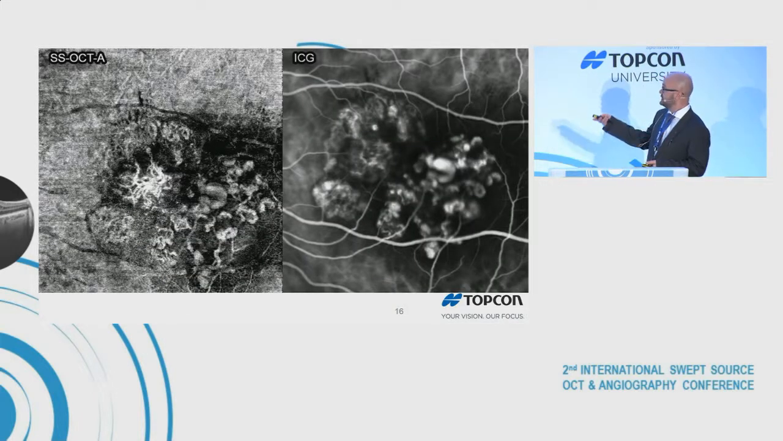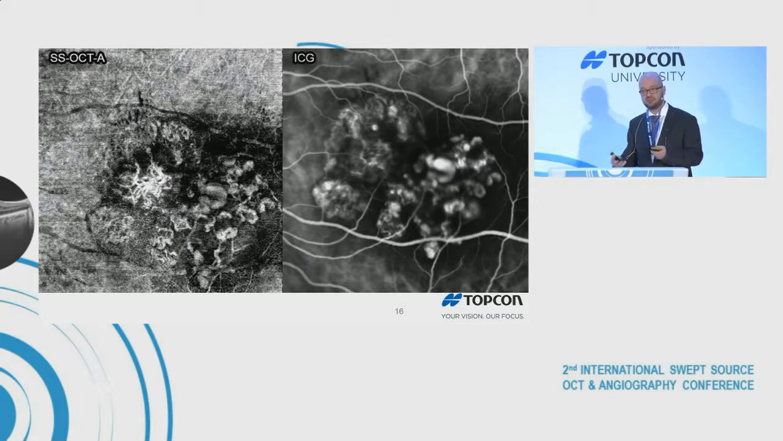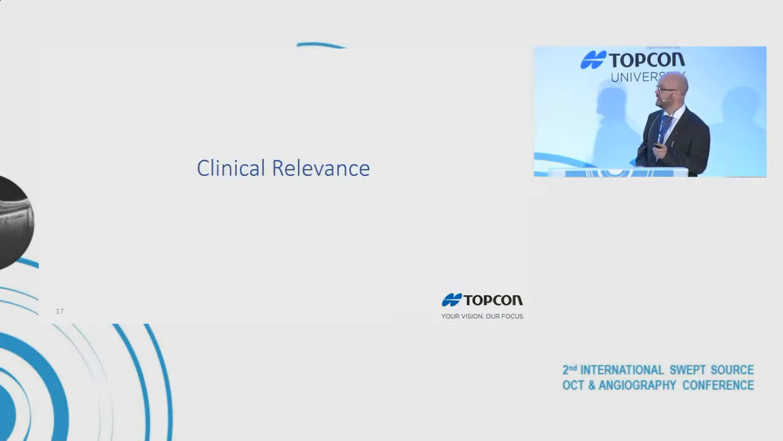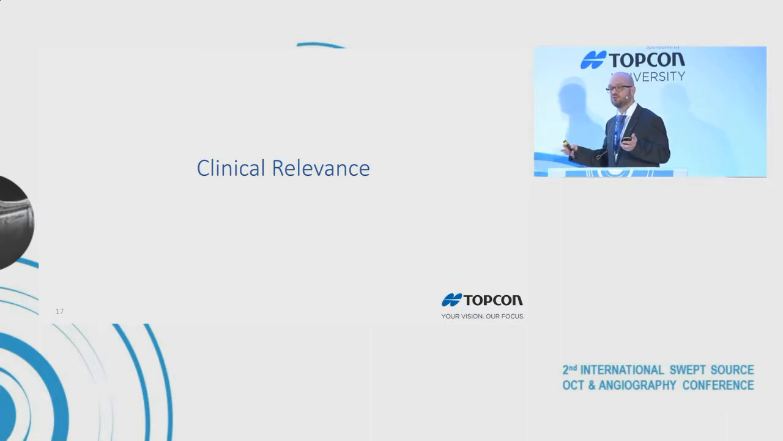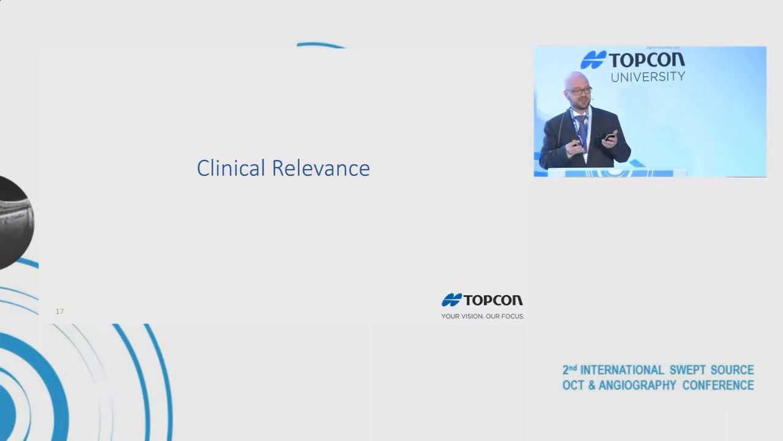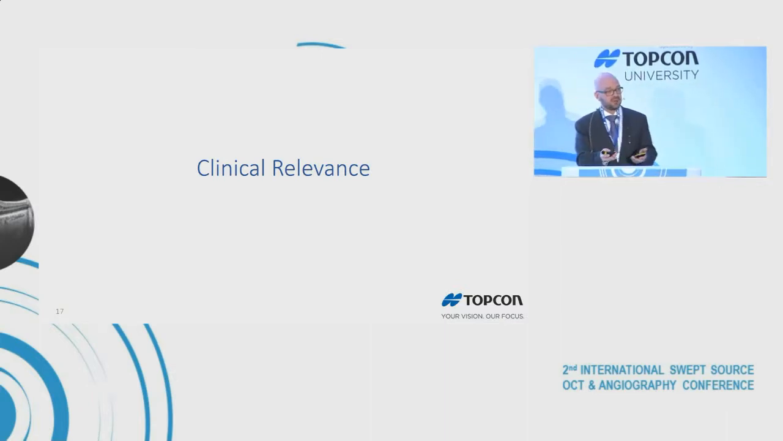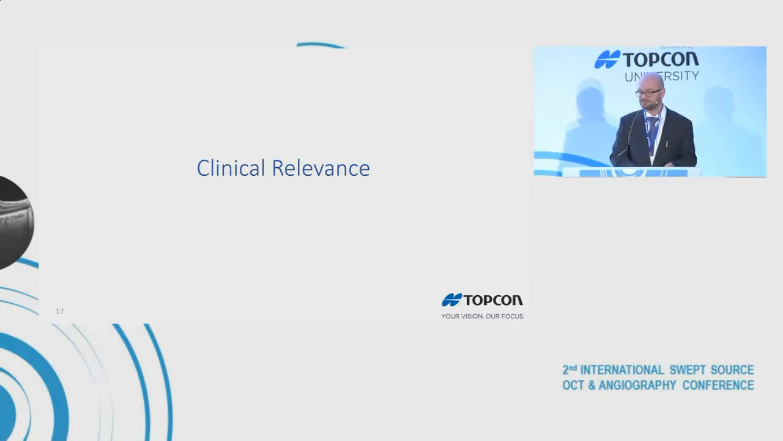So again, here you have this polyp, here you have this polyp, here you have this one and this one. So everything that's here is represented here. Of course, you need to understand how to interpret these kinds of data sets. But again, you need swept source in order to succeed in this. So what is the clinical relevance of having this possibility? I've shown you a lot of cases, but why is it clinically important?